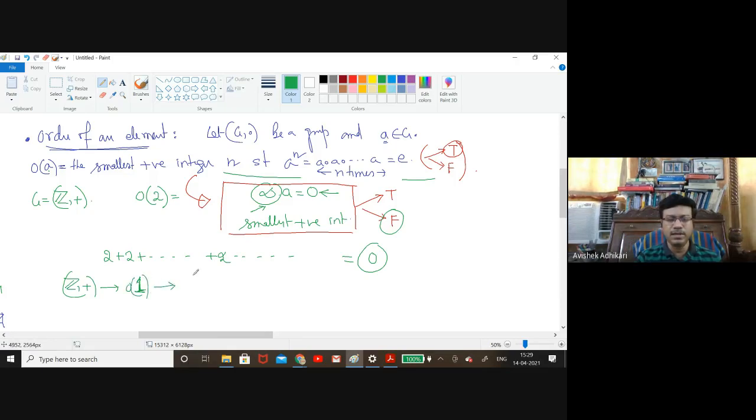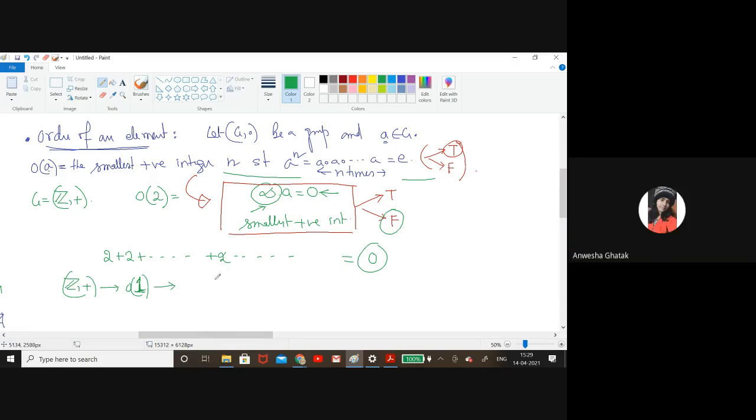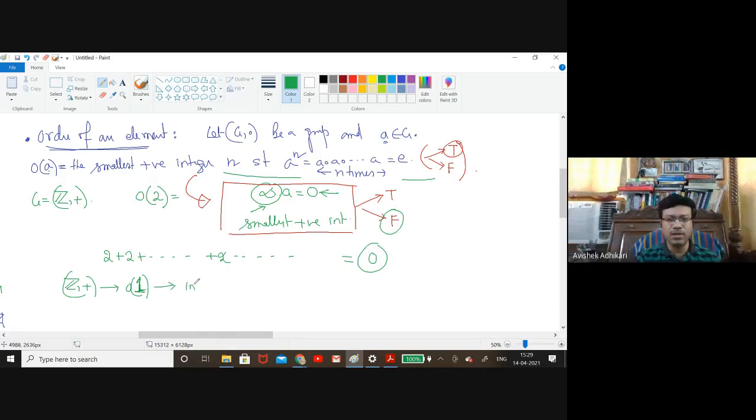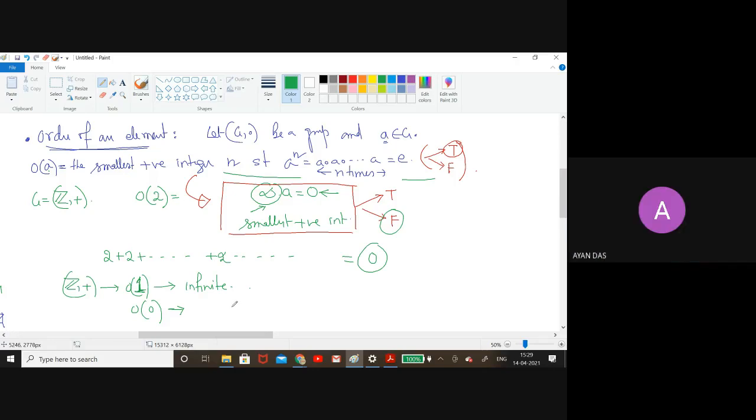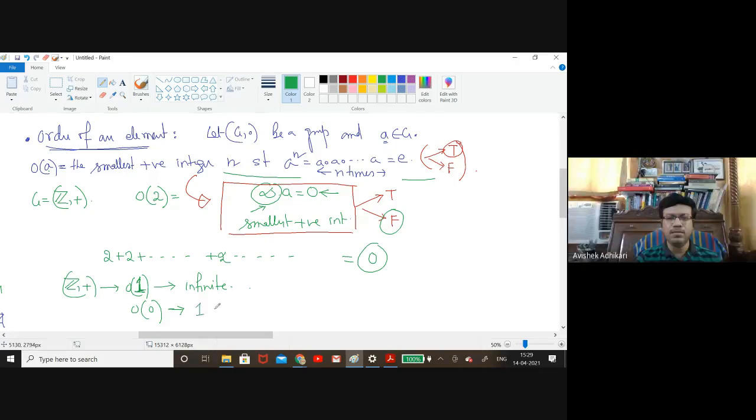Somebody tell me quickly. Infinity. Okay, so it's an infinite order, or somebody says it's zero order. Now what is the order of 0? Sir, one. Because it's the smallest positive integer, right? So you could have 0.0 equal to 0, but this is not a positive integer. So if I put 1.0, that becomes 0. So this is the smallest positive integer. That's why the order of 0 is 1.